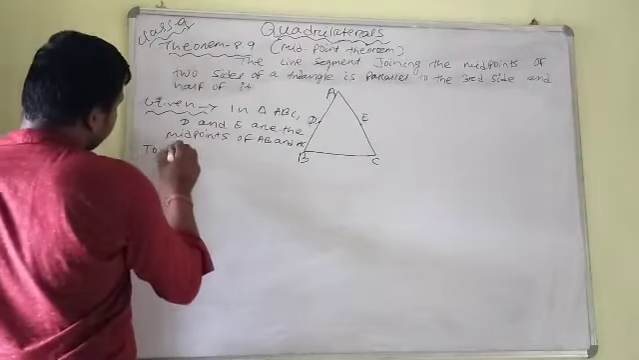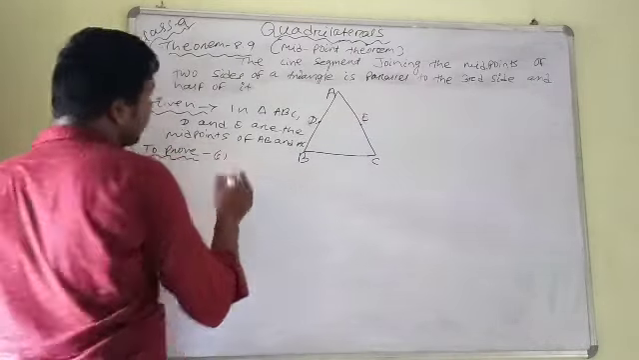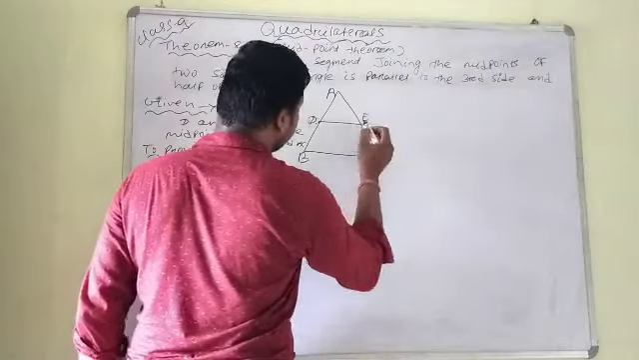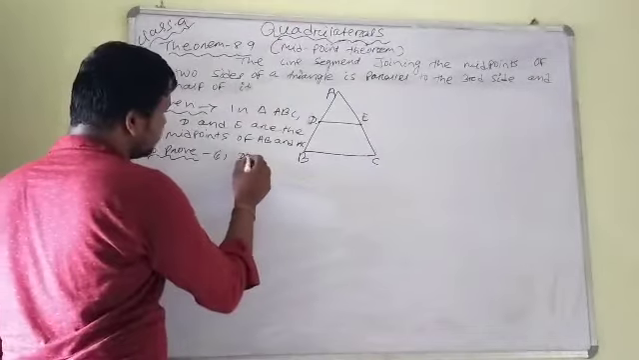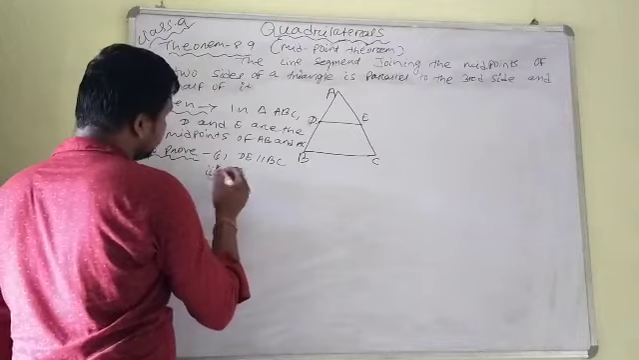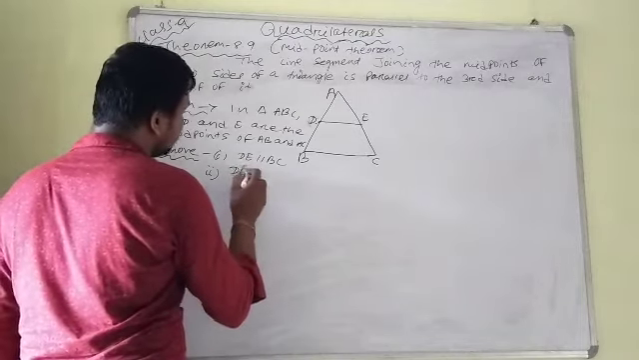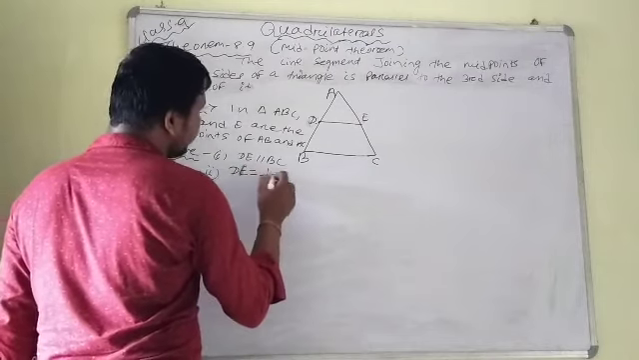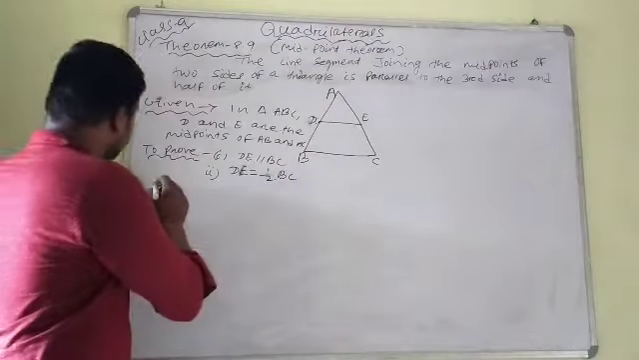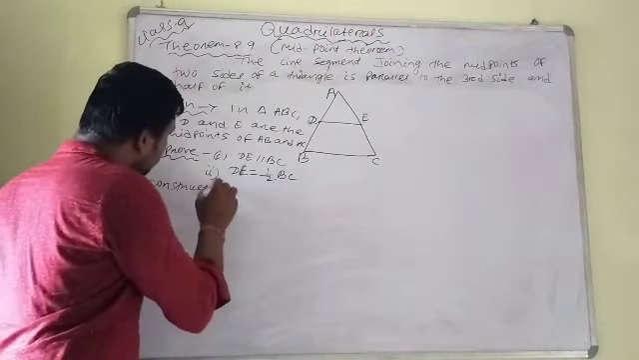To prove: we have to prove that one, DE parallel to BC, and two, DE equal to half of BC. Here we have to take a construction.